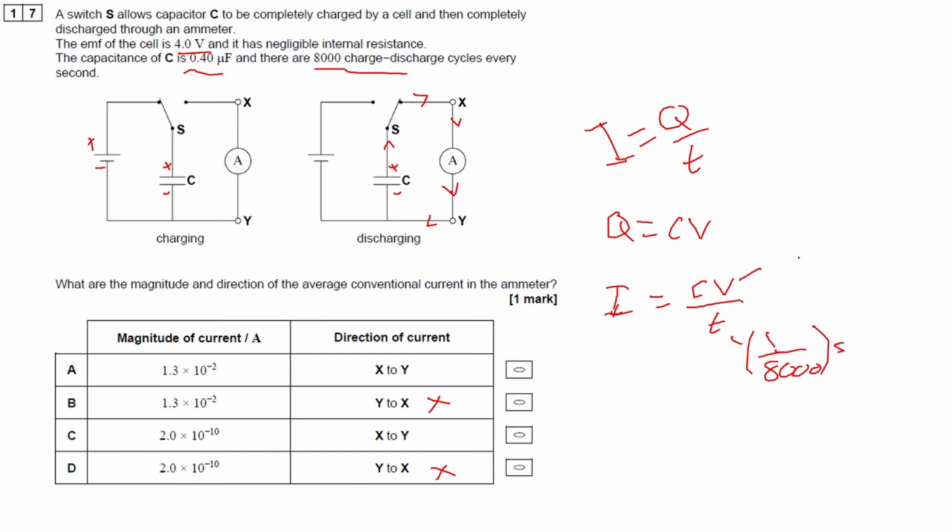The voltage or potential difference across the capacitor once it's fully charged is 4 volts, and the capacitance is 0.4 microfarads, so that's 10 to the minus 6. You put these numbers in and you get 1.28 times 10 to the minus 2 amps, so that matches with A as the answer.